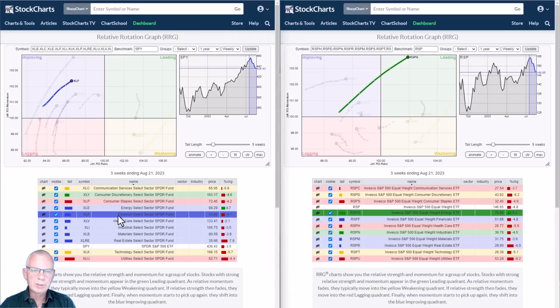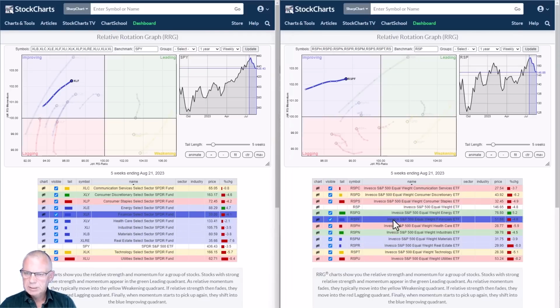Now, financials. Cap weighted, equal weighted. I am going to call that a tie. Both are inside the improving quadrant, both are at a pretty good RRG heading, and they're moving to the right, so they're picking up relative strength. So XLF and RSPF, cap weighted versus equal weighted, pretty much on the same track.